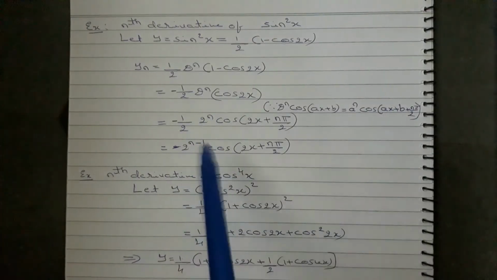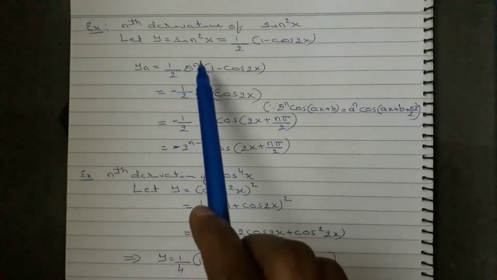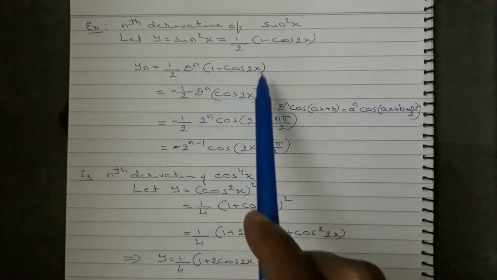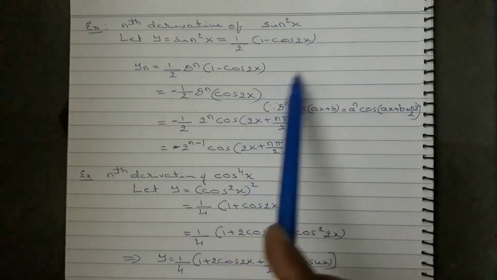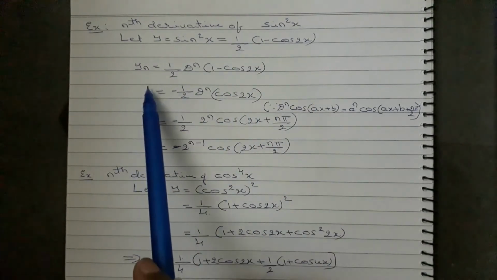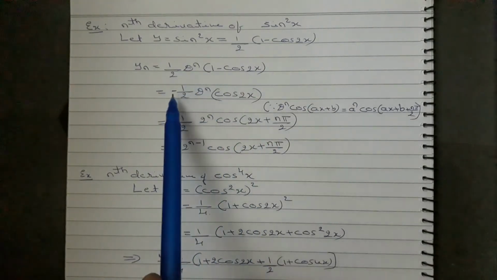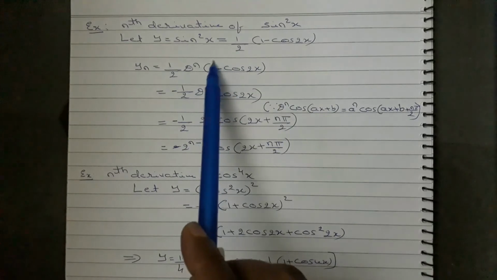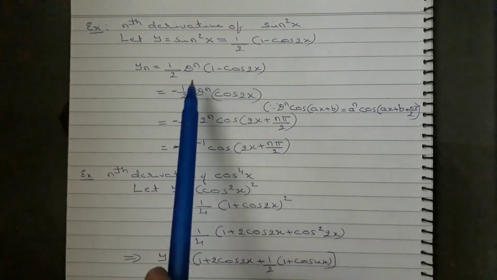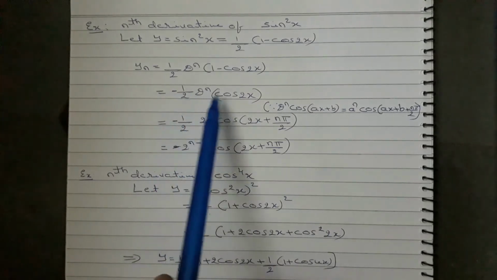Next we have to find the nth derivative of sine square x. So we can take y equal to sine square x. Sine square x can be written as (1 minus cos 2x) divided by 2. Next we have to find the nth derivative of this. yn is equal to 1 by 2 into the nth derivative of (1 minus cos 2x). Here 1 is a constant term, so we can find only the nth derivative of cos 2x. So it is minus 1 by 2 times the nth derivative of cos 2x.